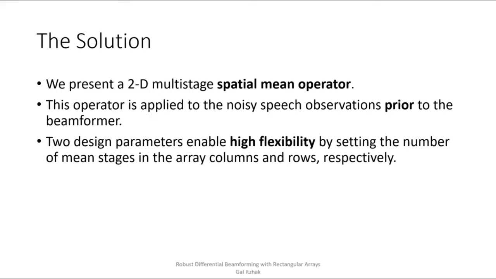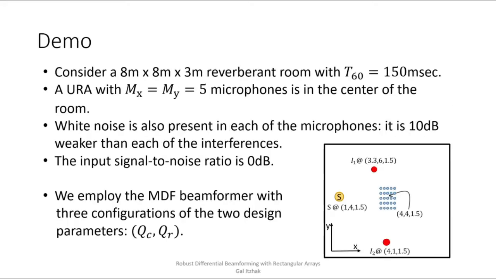So what's our solution? In this work, we present a two-dimensional multi-stage spatial mean operator. The operator is applied to the noisy speech observations prior to the application of the differential beamformer. The spatial mean operator exhibits two design parameters which enable high design flexibility. These parameters are in charge of setting the number of mean stages in the array columns and rows respectively. As a consequence, they provide a means to control the trade-off between the robustness to white noise and the array directivity. To motivate, we demonstrate the robust differential approach on speech signals in a reverberant environment.